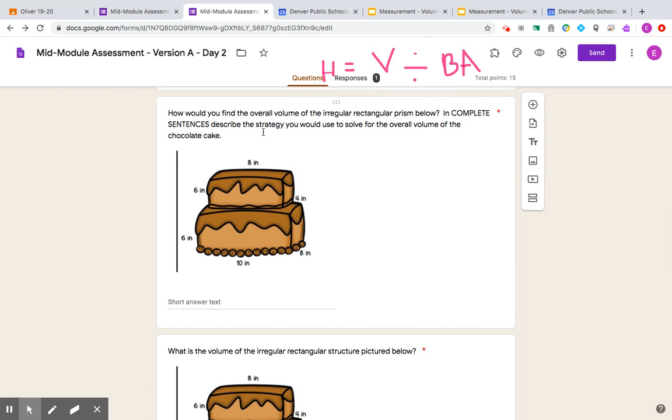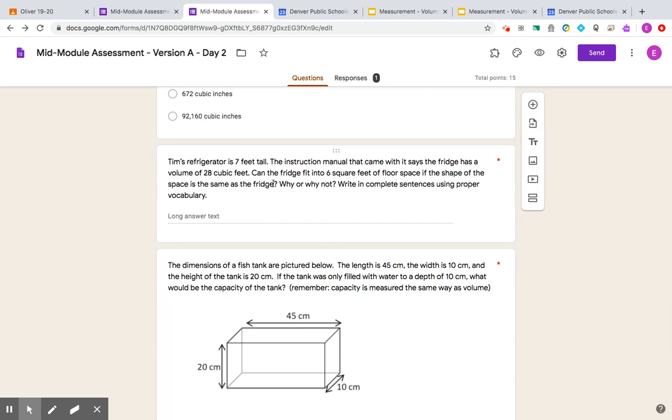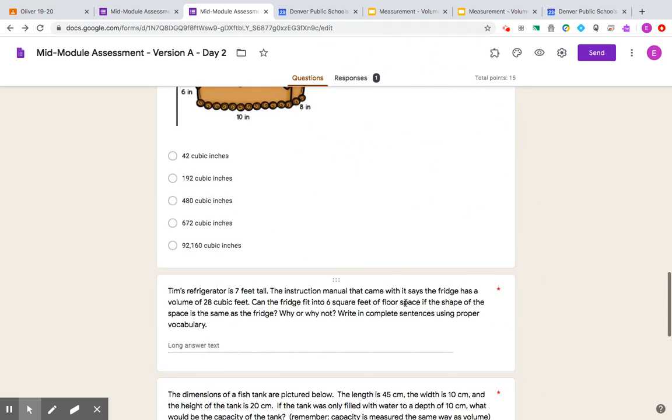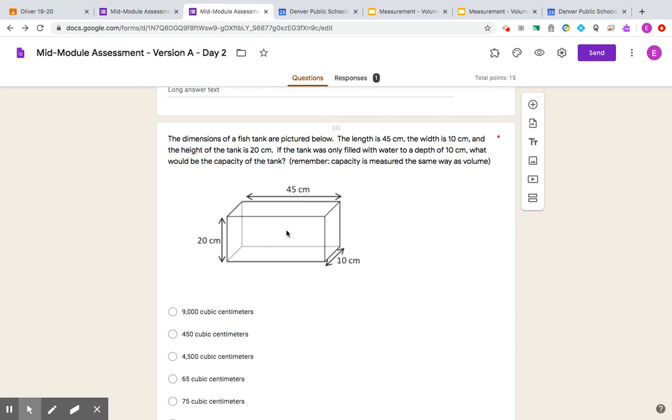So in this one, it's just saying, how would you find the volume? Don't find the volume. What strategy would you use? And then find your volume. Additionally, another missing piece. So remember back to this. Finally, read this piece carefully. There are dimensions here. However, the question is asking you something very specific. Do not just look at the picture and solve.